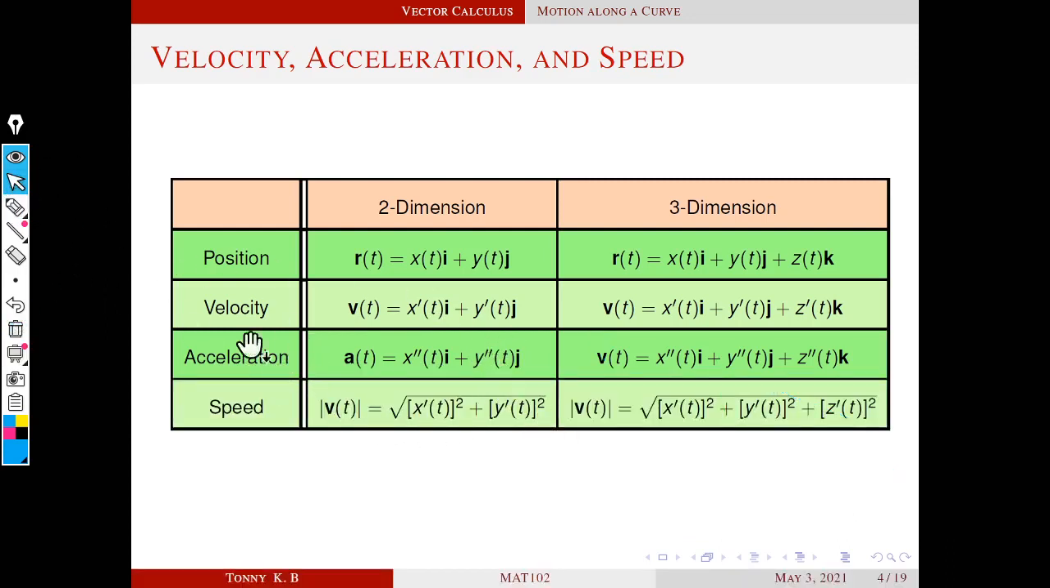And how to find the speed? We know that speed is the magnitude of velocity, because velocity contains two quantities. Suppose this is our velocity vector. Then velocity contains two quantities: one is the direction of the movement and the other is the magnitude of the movement. The magnitude is the speed. So to find the magnitude, we have to take the modulus of velocity of t.